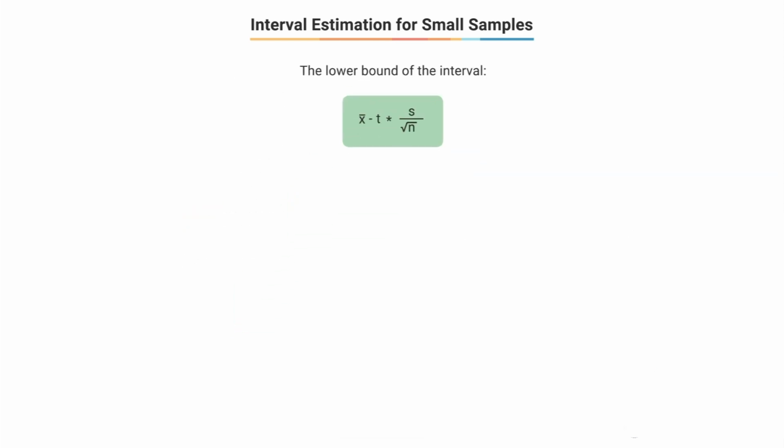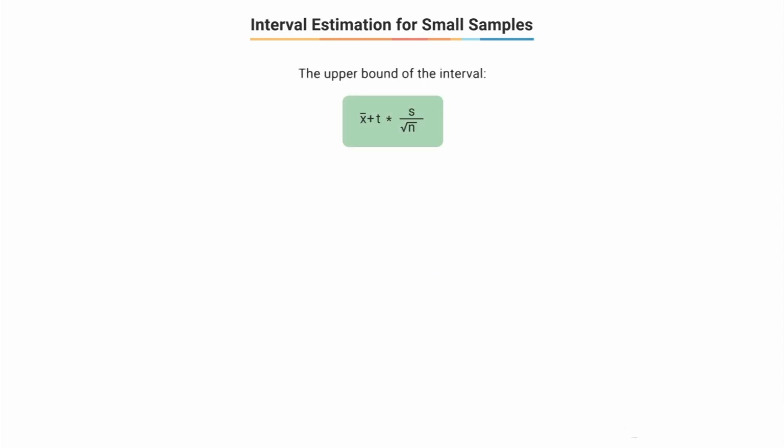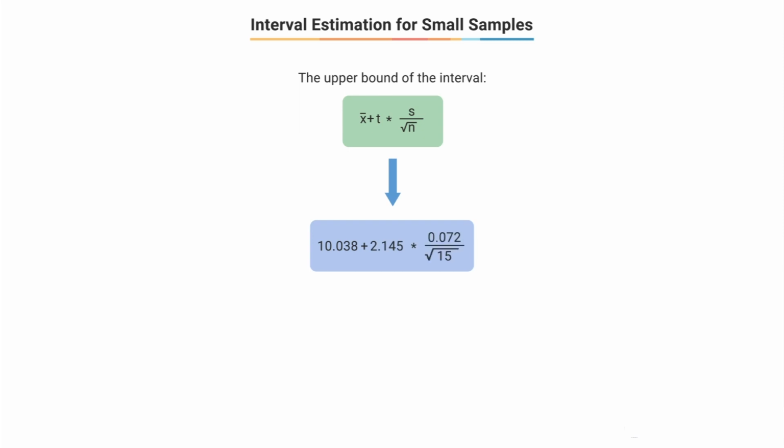So let us substitute the values we have, and then we get 10.038 minus 2.145, which is our t critical, times s, which is 0.072, divided by the square root of 15. This comes out to be 9.998. Similarly, the upper bound will be 10.038 plus 2.145 times 0.072 divided by the square root of 15, and this value comes out to approximately 10.077.